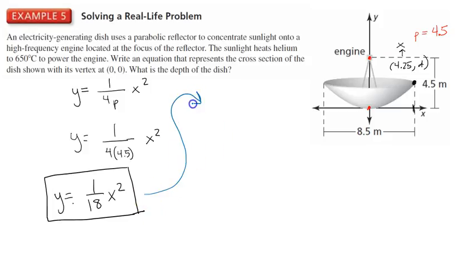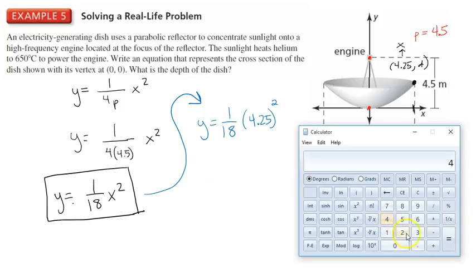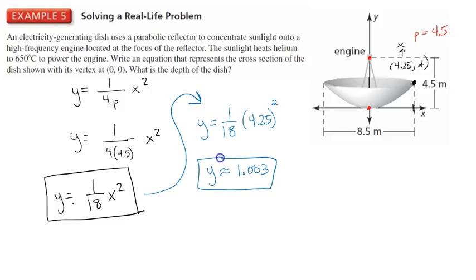So y equals 1/18 times 4.25 squared. And 4.25 squared is 18 point something something. And then we need to divide by 18. And that is very nearly 1 meter, 1.003 meters. So that means that the dish is approximately 1 meter deep.